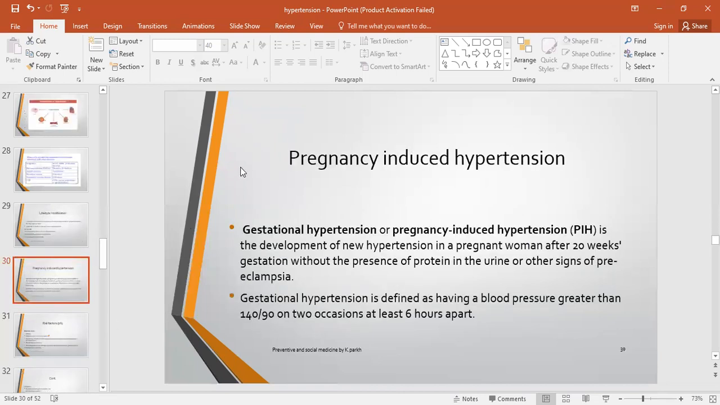There are different categories of hypertension, like pregnancy-induced hypertension. Gestational hypertension or pregnancy-induced hypertension is the development of new hypertension in a pregnant woman after 20 weeks of gestation without the presence of protein in the urine or other signs of preeclampsia. Gestational hypertension is defined as having a blood pressure greater than 140 over 90 on 2 occasions at least 6 hours apart.